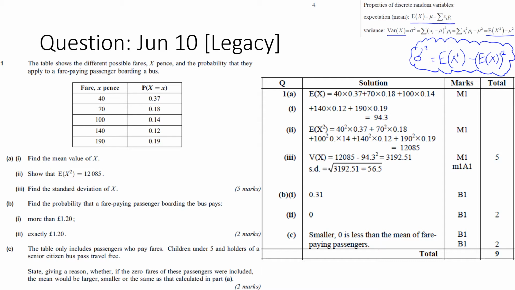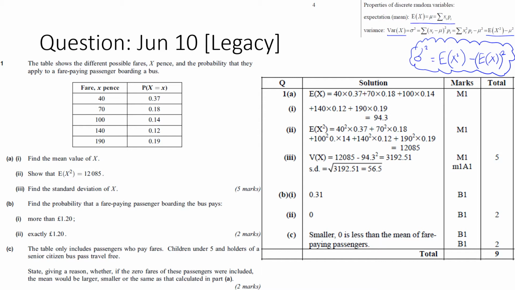Part 3, find the standard deviation. So variance first of all, so E of x squared, that 12,085, subtract the 94.3 all squared. E of x squared minus E of x all squared. So your variance comes out at 3,192.51. Square root that for standard deviation comes out at 56.5. Yeah, that square root shouldn't go that far, so 56.5.